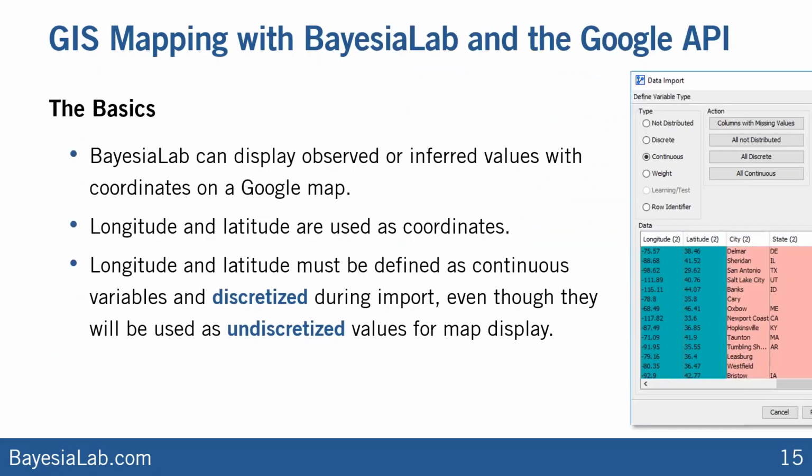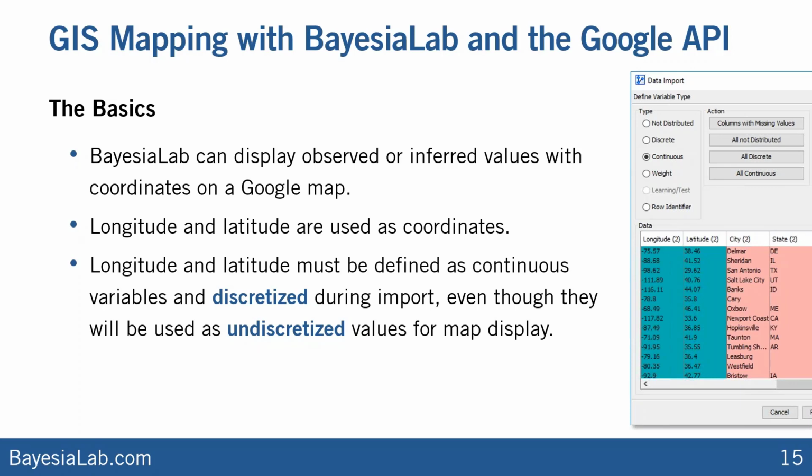But let me talk a little bit more about the basics. The way mapping in BayesiaLab works, you can essentially display any observed or inferred values that have coordinates. Those you can present on a Google map. And we use longitude and latitude as the coordinates.